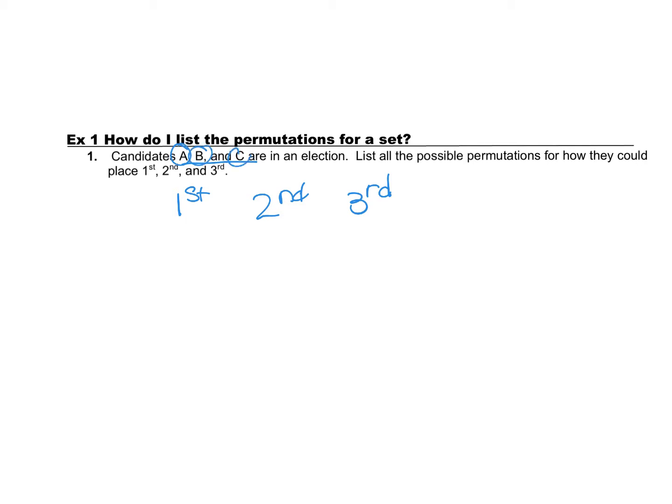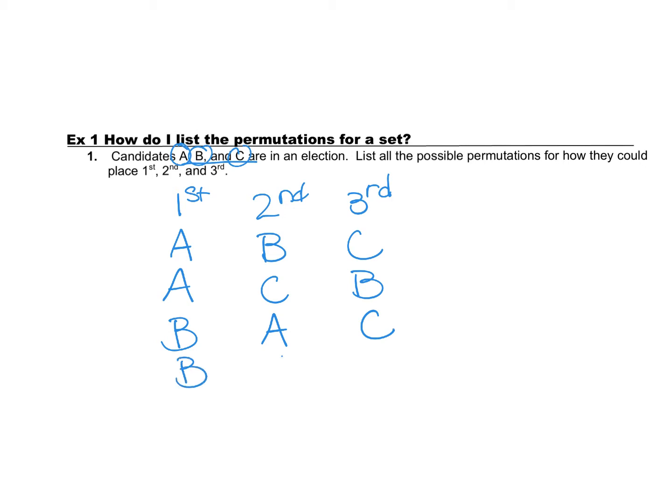First of all, A could get first place, B could get second place, and C could get third place. Then we could still have A in first place, but switch around so C is second place and B is third place. Now maybe B is our first place winner, then A second place and then C. Then if B is still first place, we'd have B, then C, and then A in third place.